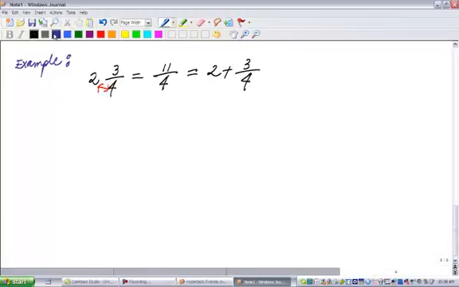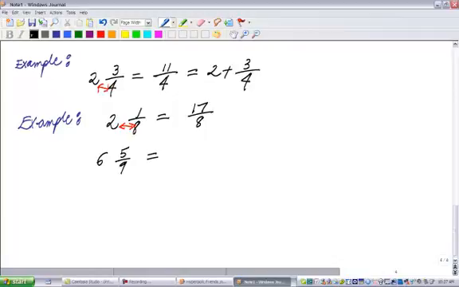Okay, another example. Let's say I have 2 and 1/8. What is that equal to? 2 times 8 is 16, and 16 plus 1 is 17, so 17 over 8. I multiply this and this. How about 6 and 5/9? Multiply 6 and 9. What is that? 54 plus 5 is 59 over 9. Good.